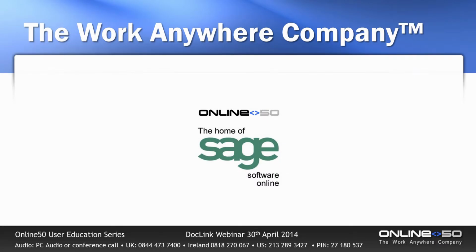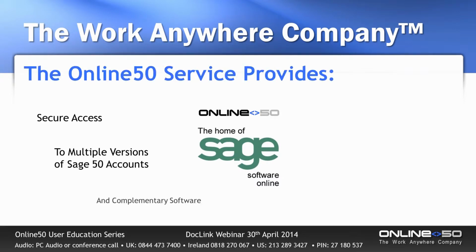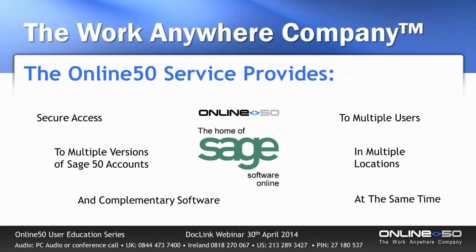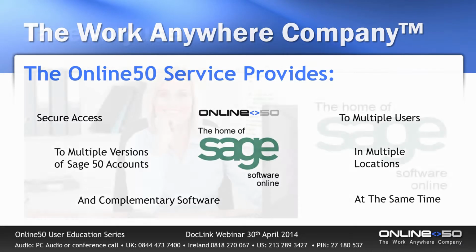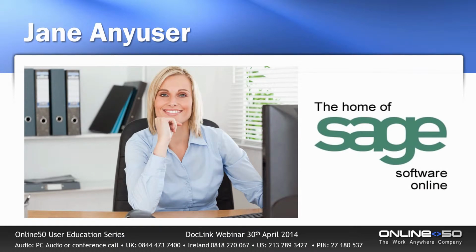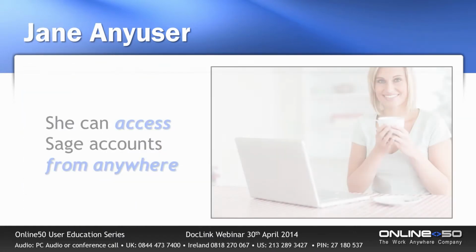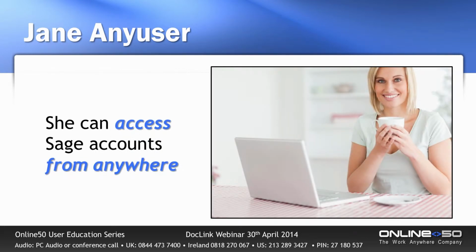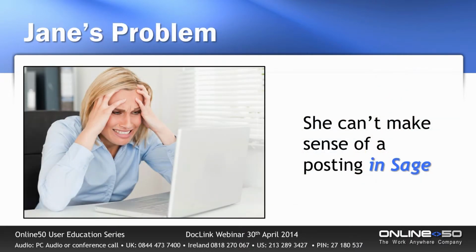Online50 is the Work Anywhere company. For companies that are using Online50 to work with Sage 50 accounts, we're providing secure access to multiple versions of Sage 50 accounts and complementary software to multiple users in multiple locations at the same time. We have a character, Jane Any User, we've called her. Here she is in the picture taken from our website. She's happy because she can access Sage accounts from anywhere. So here she is working from home.